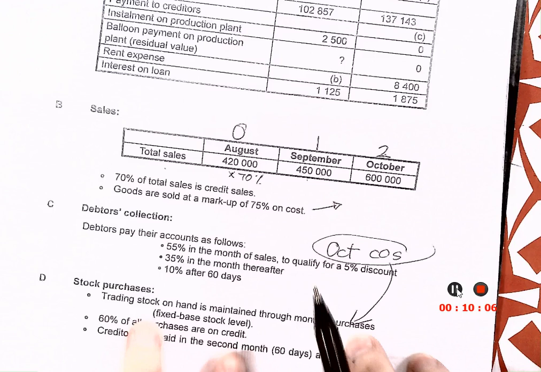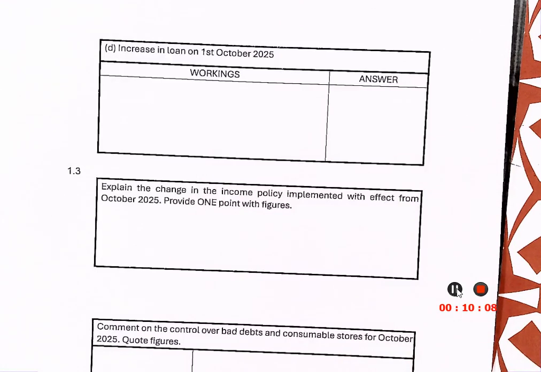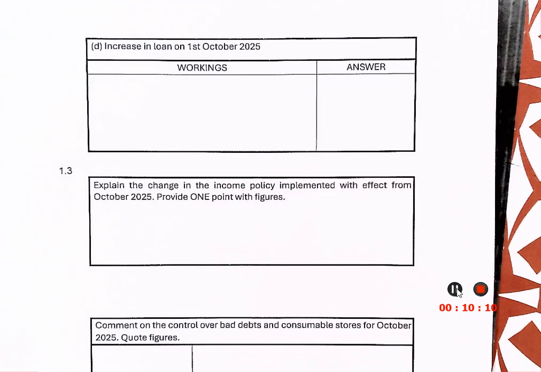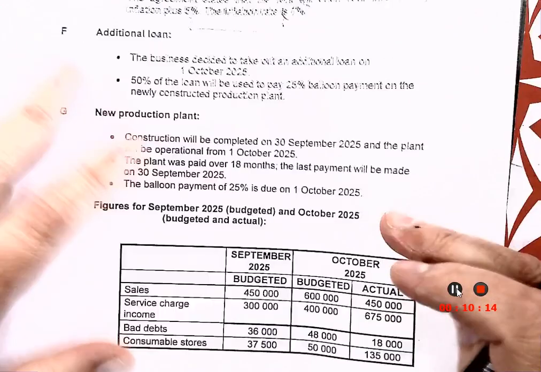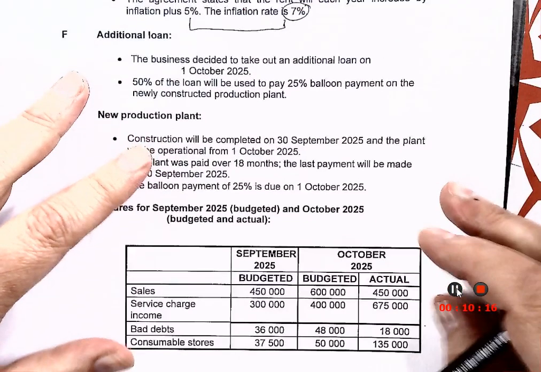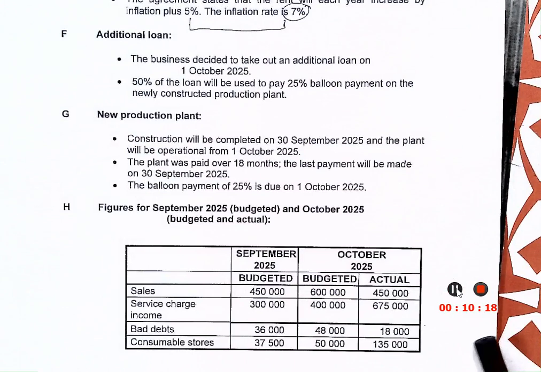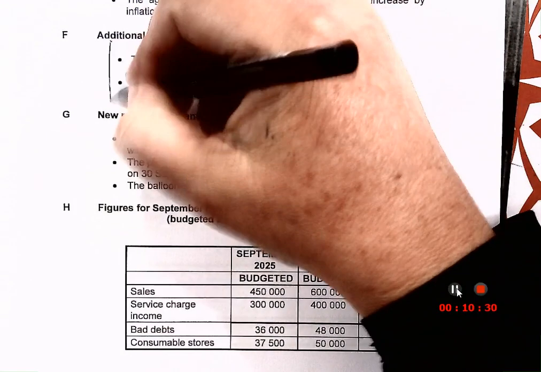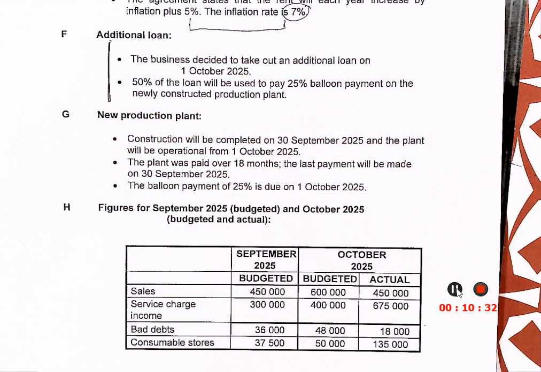Okay, let's go. The increase in loan. Now with this loan, they give it a little bit weird. I need you guys to start paying attention to headings. Can you see F says additional loan? So they want you to use this information to calculate the additional loan. They're giving you a tip.